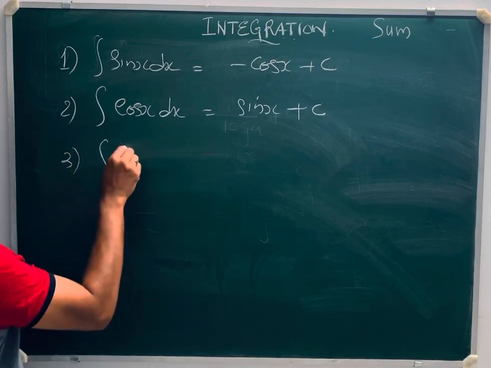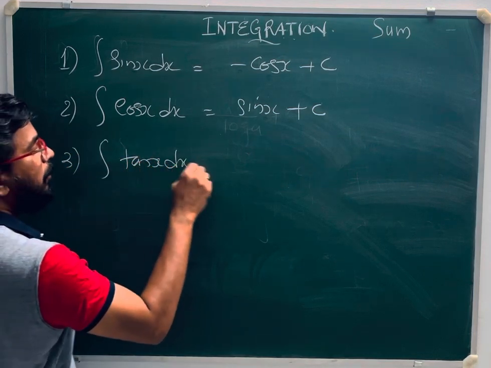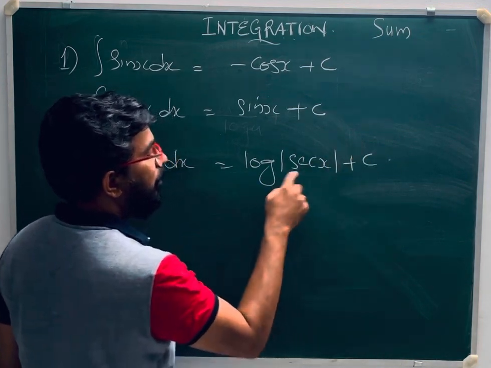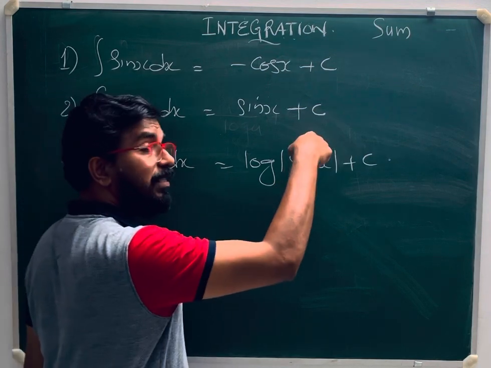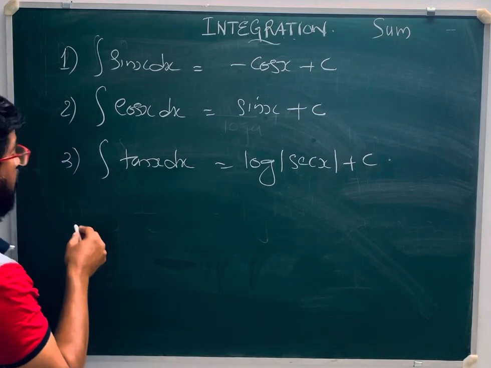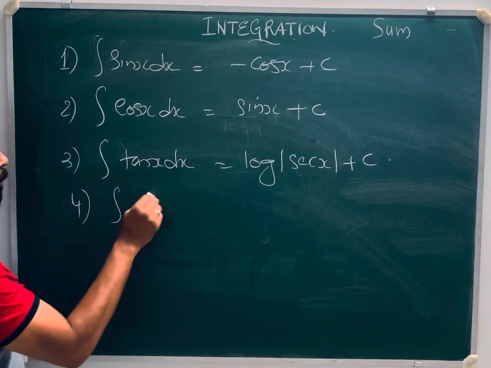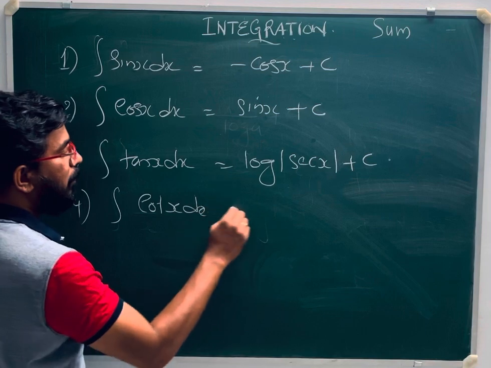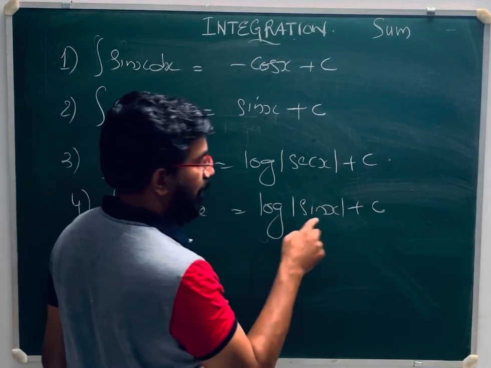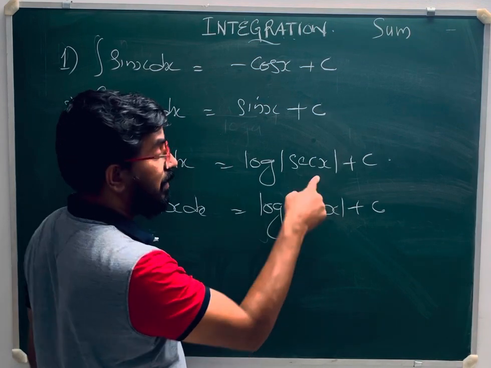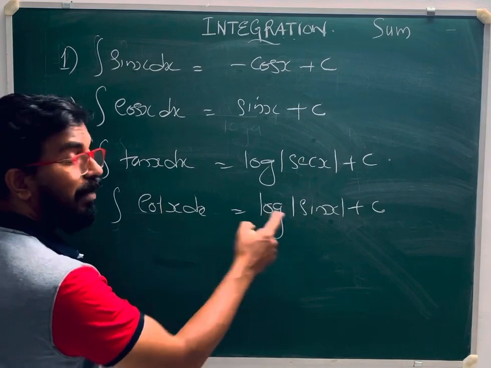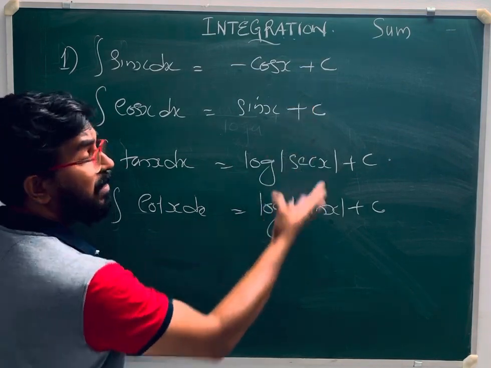Third one, integral tan x dx, which is equal to log mod sec x plus c. If you differentiate this, 1 by sec x, differentiation in the numerator will become sec x tan x, sec cancels, you will get tan x. Fourth one, integral cot x dx, which will be log mod sin x plus c. If you differentiate this, 1 by sin x, and sin x differentiation is cos x in the numerator, so cos by sin, you will get cot x back. What I am trying to say is that these answers are correct.